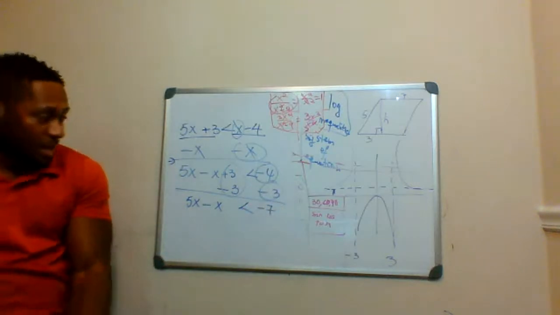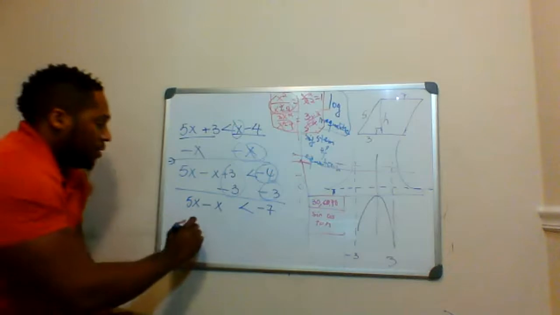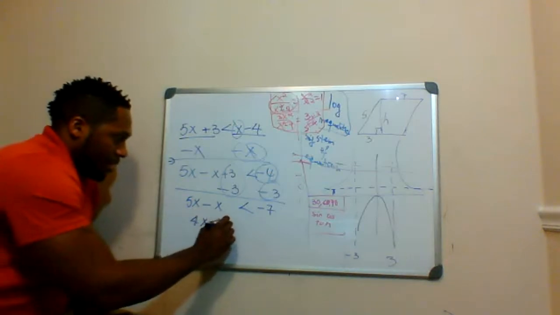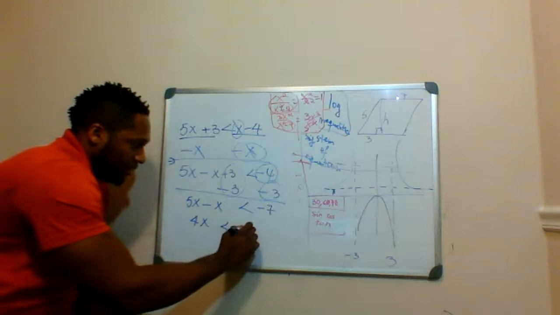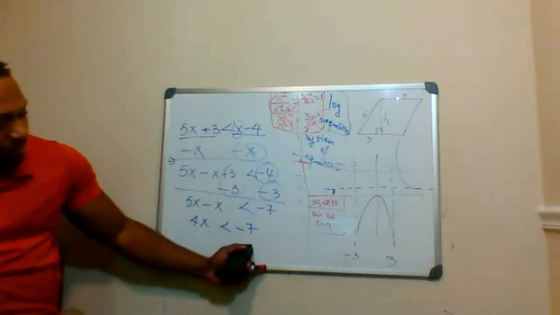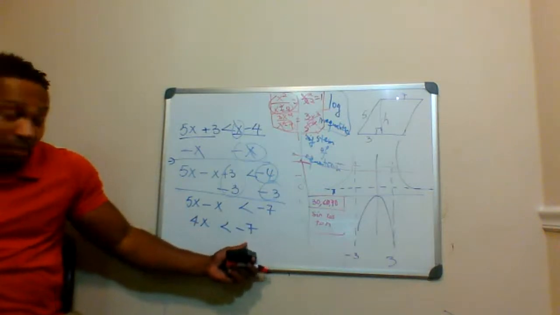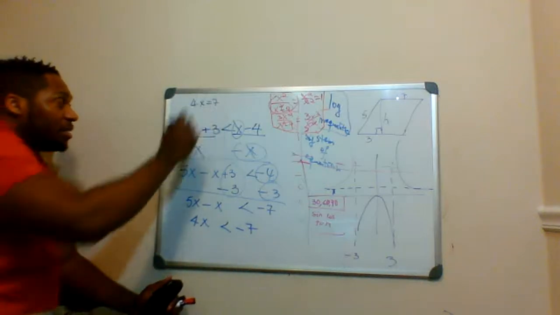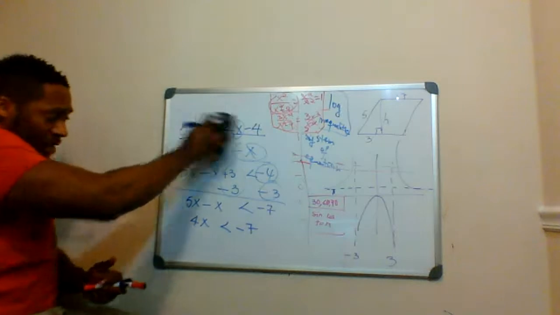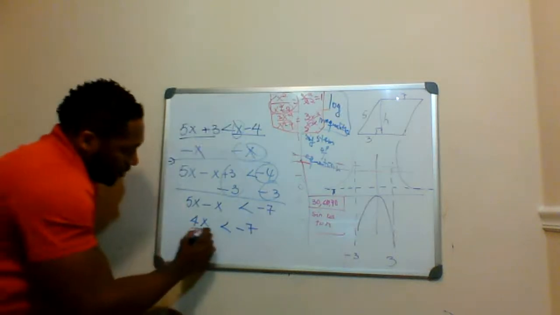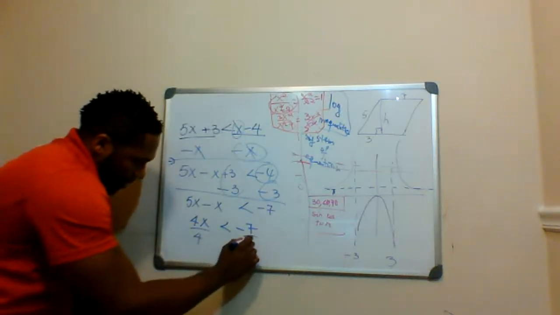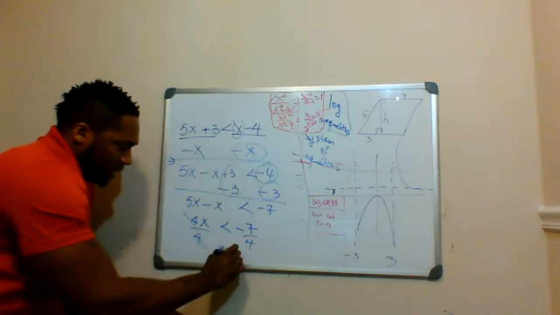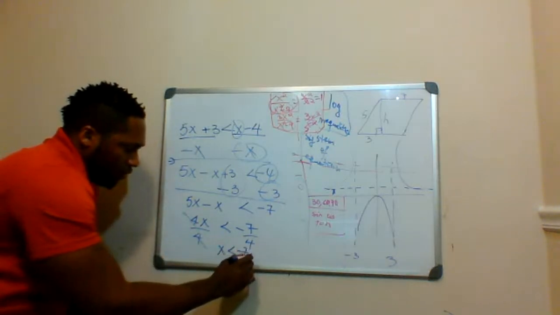Cool. All right. So now, what did I have here? 4x less than negative 7. Here's how you would solve for this, even if you had equality, it's the same thing. 4x is equal to 7. Kind of like this same thing, you divide both sides by 4, so you divide this guy by 4, and you divide this guy by 4. This 4 cancels, x is less than negative 7 over 4.